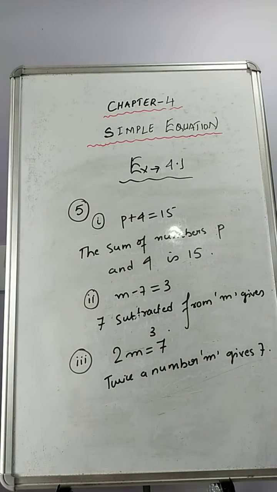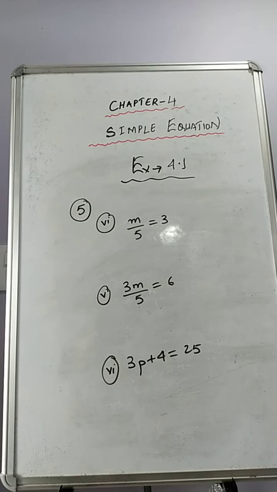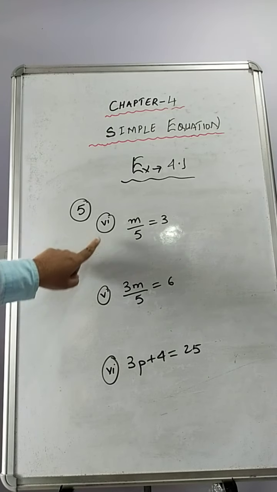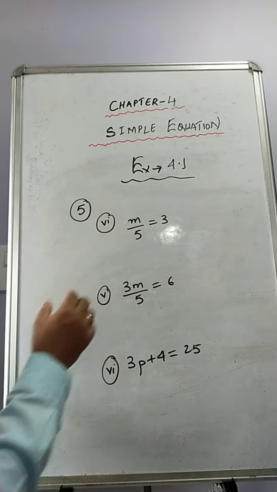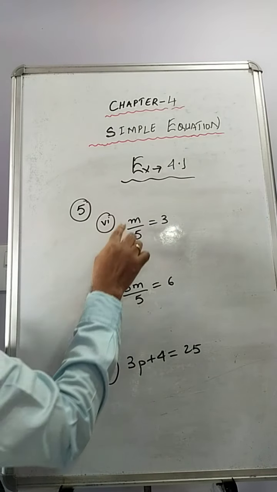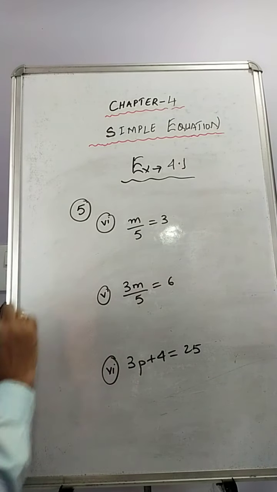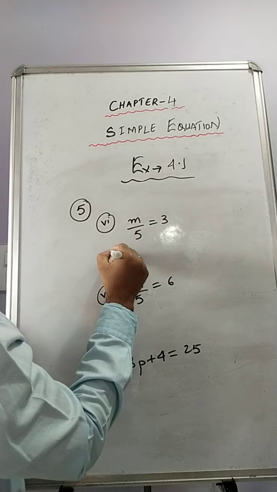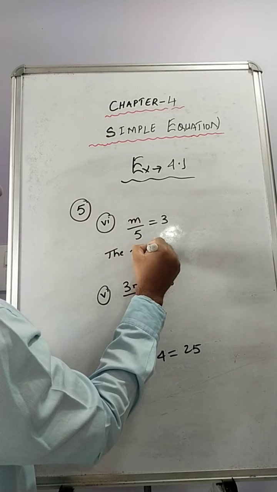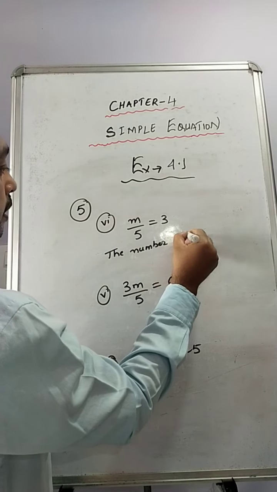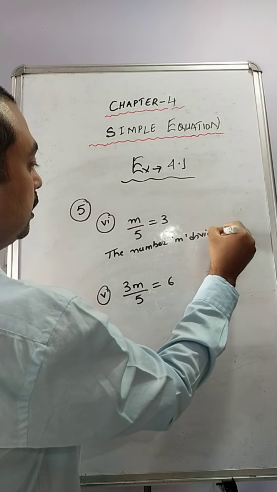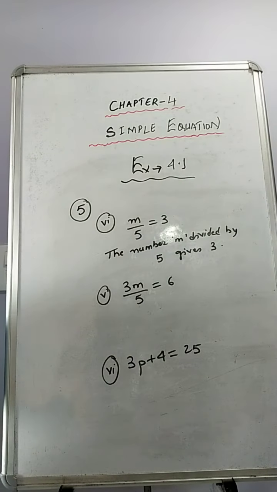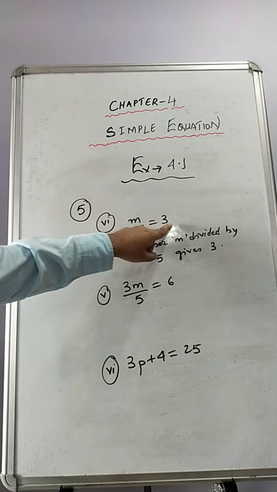Okay. Now let's move on to sum number 4. As you see, I have written sum number 4, 5 and 6. So let's see what we can write for this equation, that is m by 5 equals 3. So how can we write this in the statement format? We can write the number m divided by 5 gives 3. When number m is divided by 5, it will give 3.